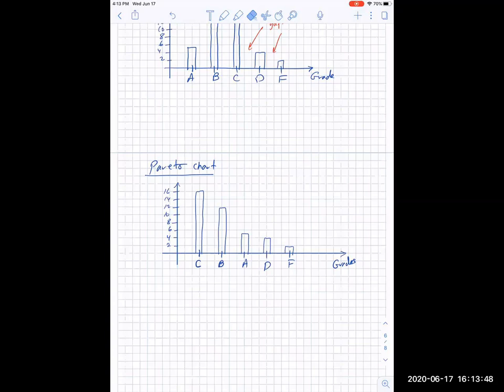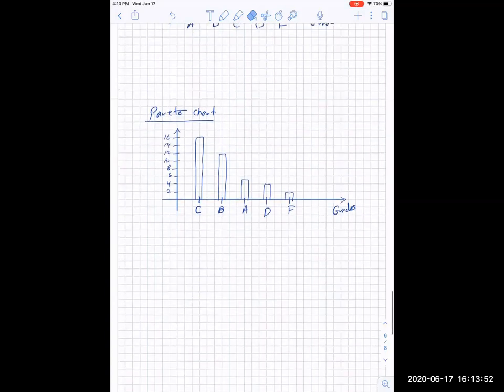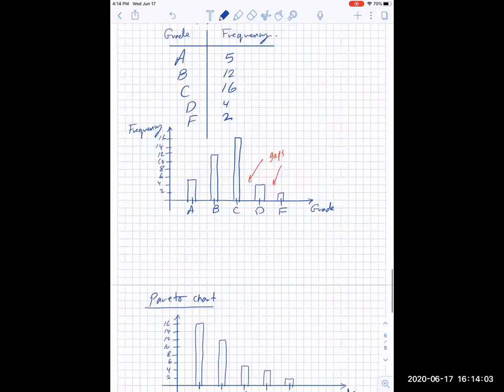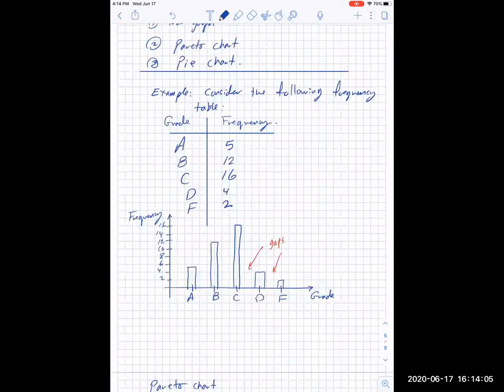And then the last one is the pie chart. I'm sure you have seen a pie chart before. So again, I'm gonna go back to my original frequency table.